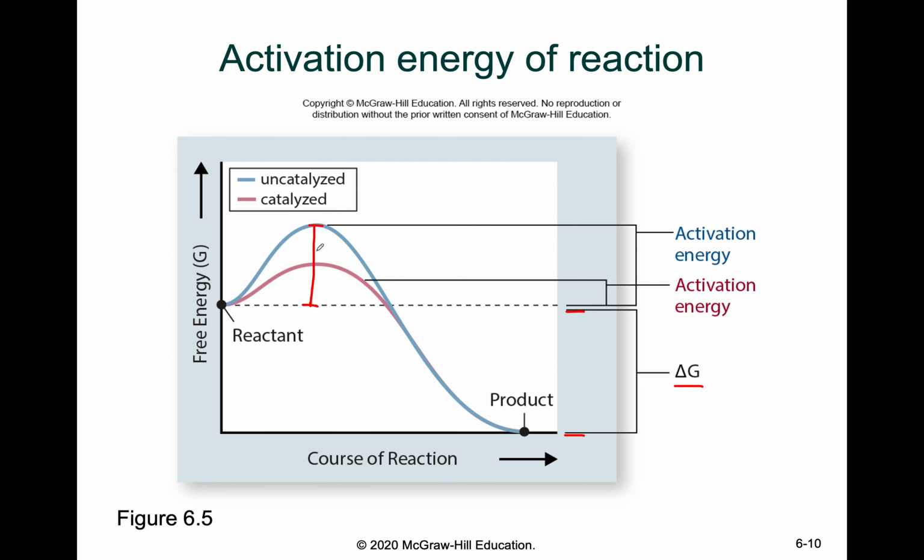So instead of this red bar here, you would have an activation energy that looks like this, approximately. They should overlap, but I drew it a little staggered so you can see for clarity. You would have a much lower activation energy, which means you need less energy to drive your reaction forward.